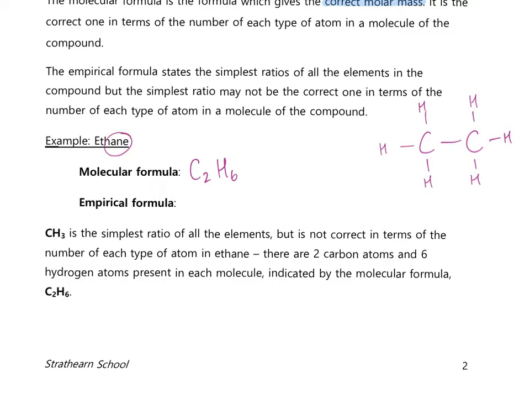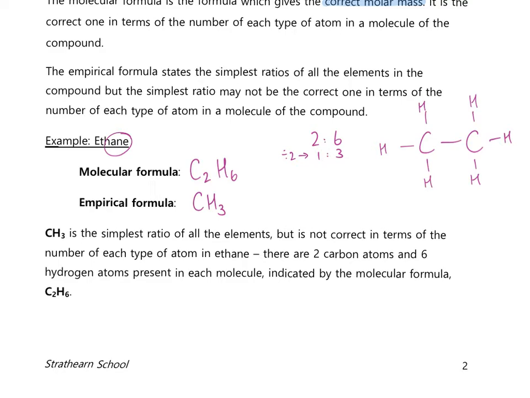So your ratio at the minute is essentially 2 to 6. If I divide both of those numbers by 2, that will cancel down to 1 to 3. So essentially you're getting your simplest ratio, asking yourself, what could I divide each of these numbers by? So the empirical formula is then CH3, because obviously we don't include ones in formulas.